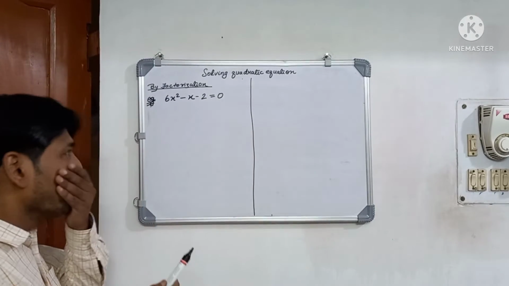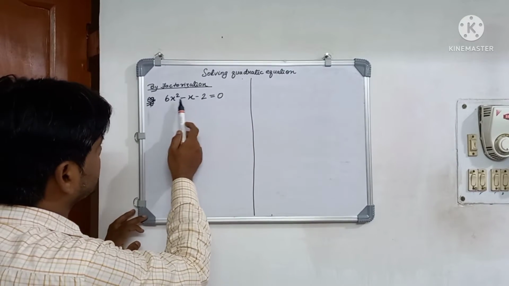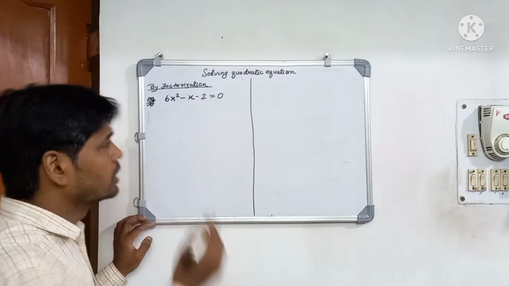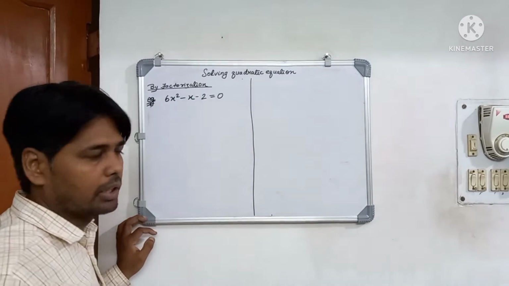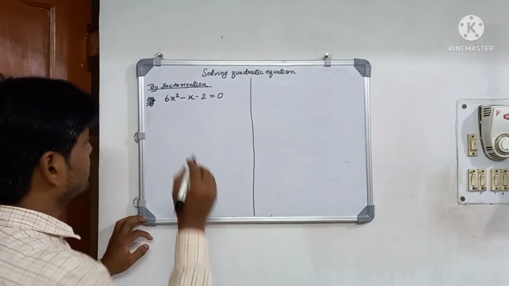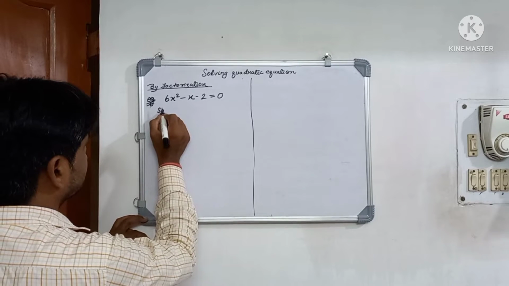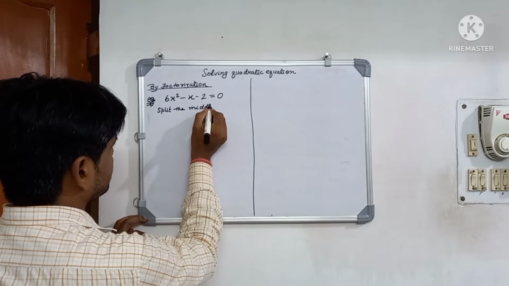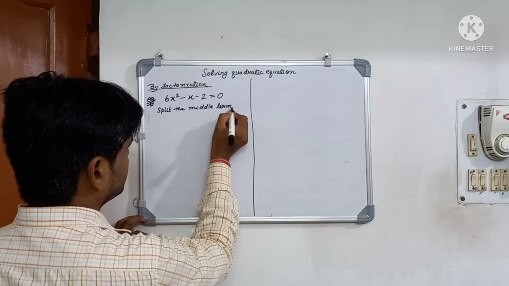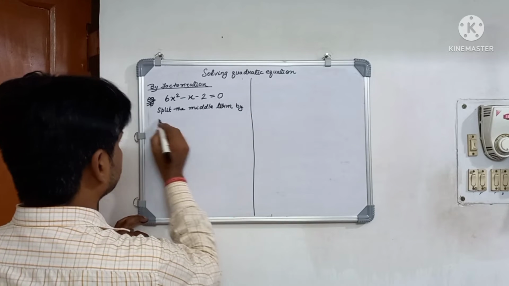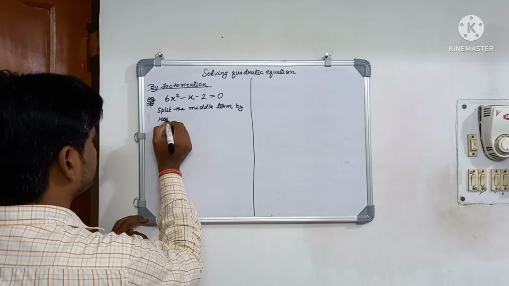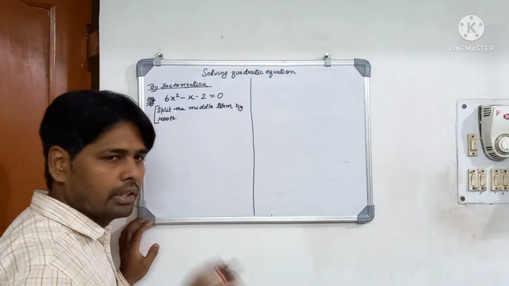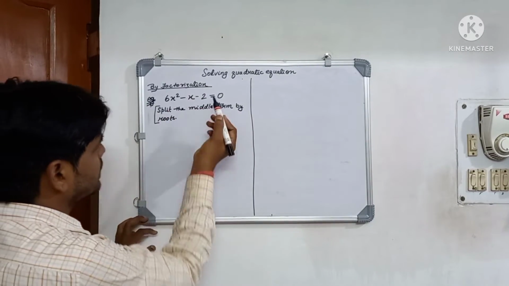See, solving this equation, which is a quadratic equation, means we will have two roots for this particular equation. In the method of factorization, what we do is we split the middle term with the help of the roots. So this is the basic methodology adopted in order to solve this equation.